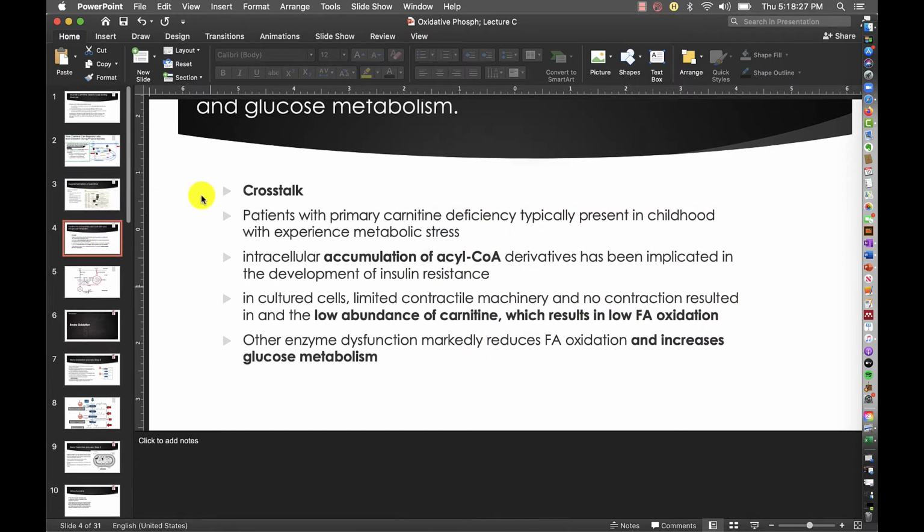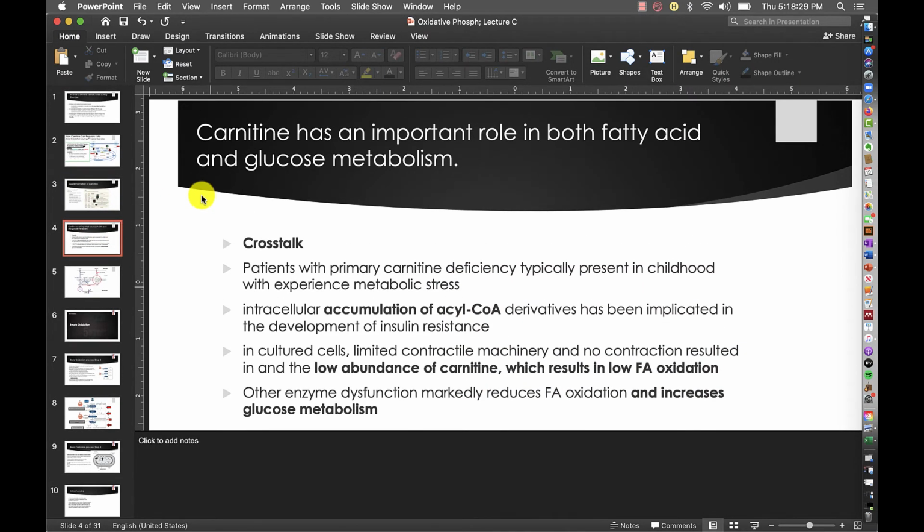So there is a crosstalk, as I mentioned in the first slide. There is a crosstalk between fatty acids and glucose. And this crosstalk means that carnitine is going to be the mediator that determines what fuel is being used and what fuel is not being used.